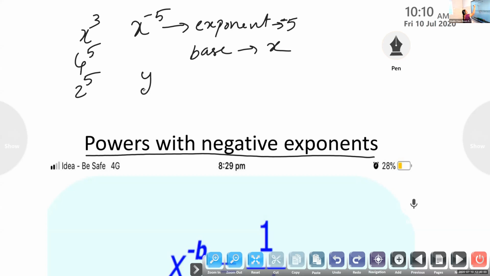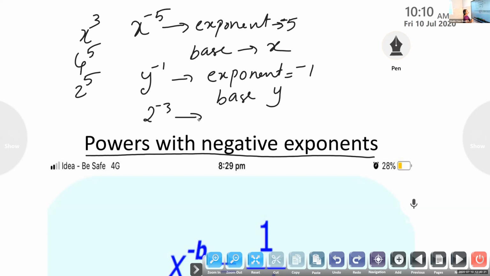Then y raised to negative 1. Negative 1 is the exponent and the base is y. In the case of 2 raised to negative 3, negative 3 is the exponent and the base is 2. In these cases, the exponents are negative. So we are going to study what we can do when the exponents are negative.